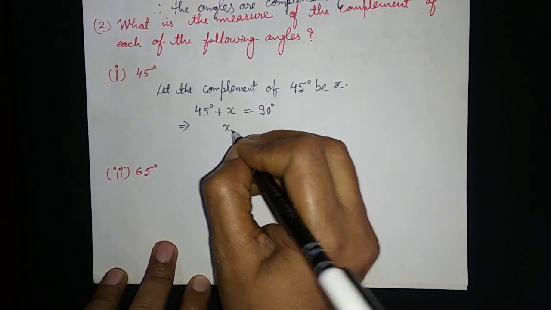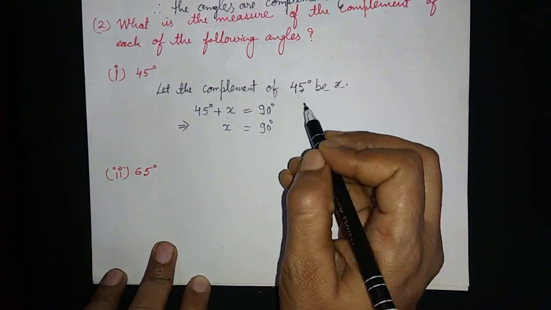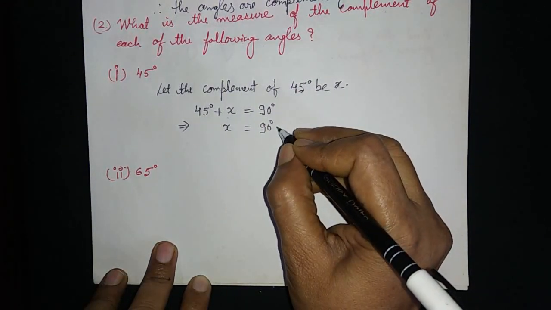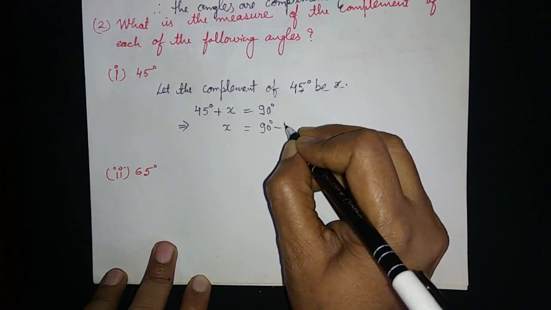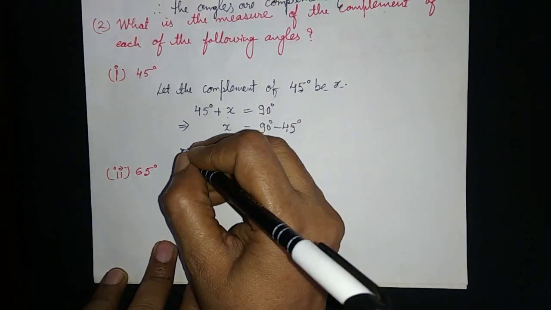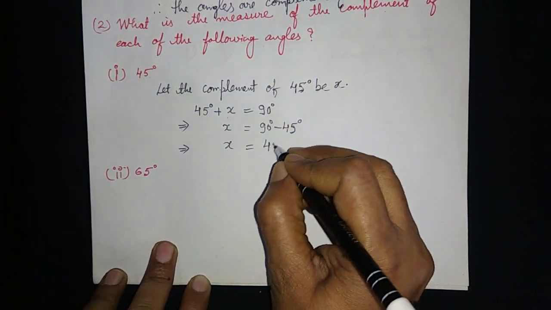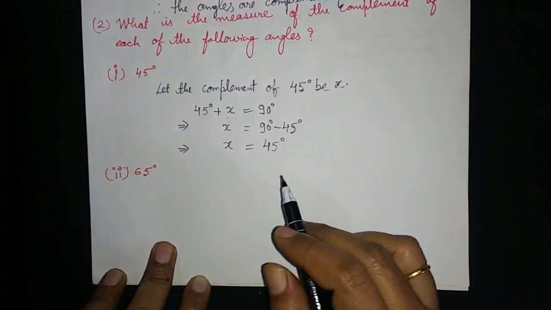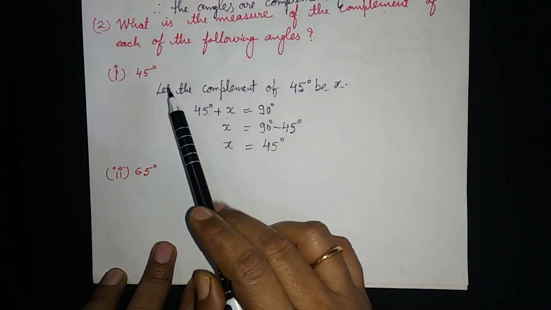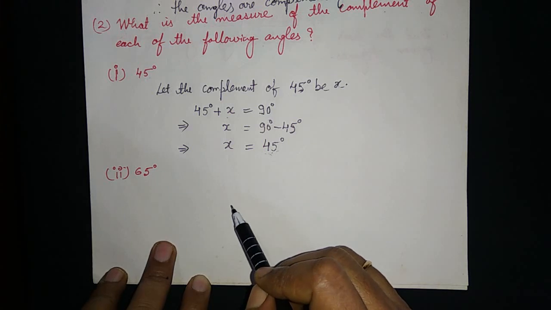Now we can find the value of x. Here we will write x is equal to 90 degree, and 45 degree we will transpose to the right hand side, minus 45 degree. In the next step we will get x is equal to 45 degree. So the complement of this 45 degree angle is 45 degree.